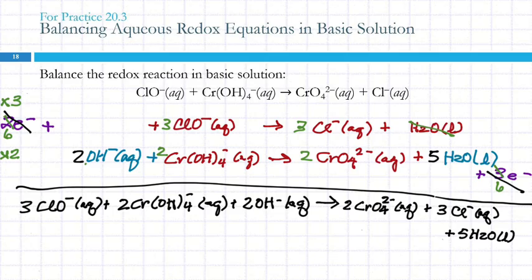So this is the end result. After combining hydroxides with hydrogen ions to make water, and then canceling out waters that show up on each side, hydroxides that show up on each side, and then adding them all up together. That's the final result. Any questions?